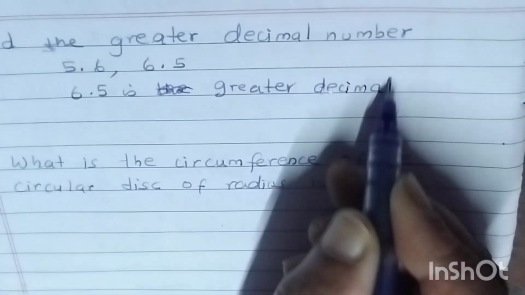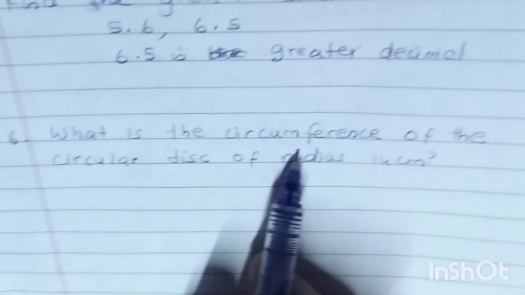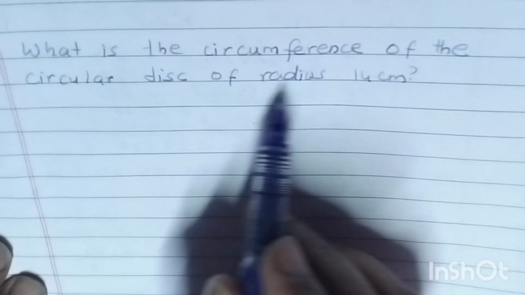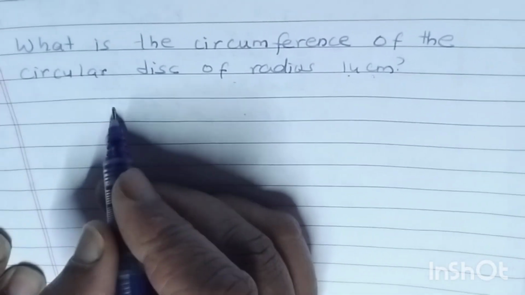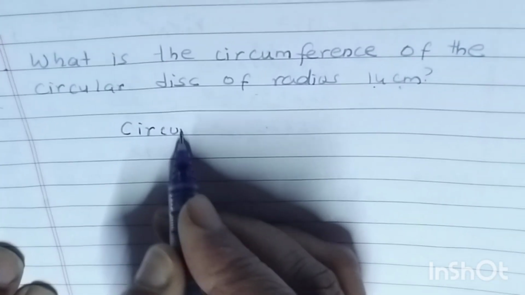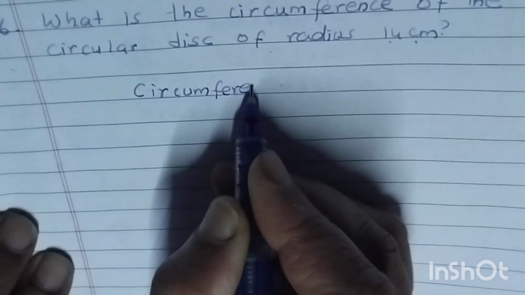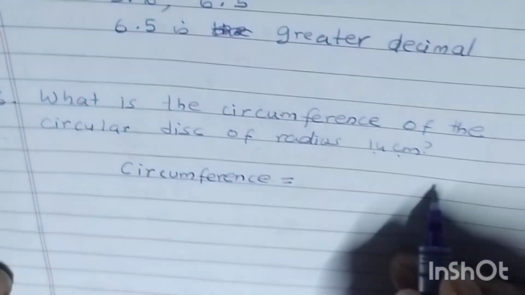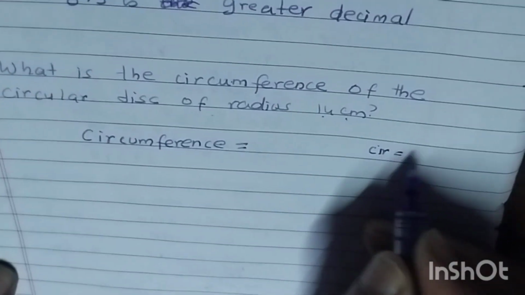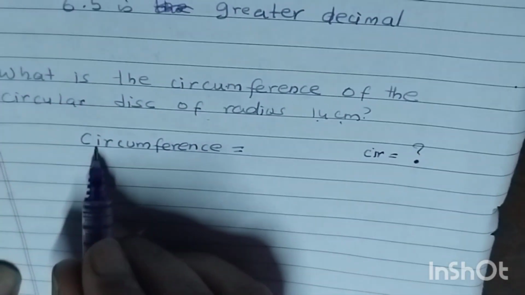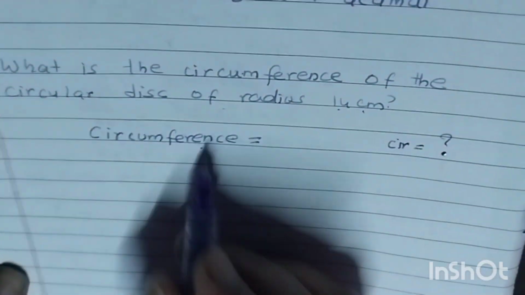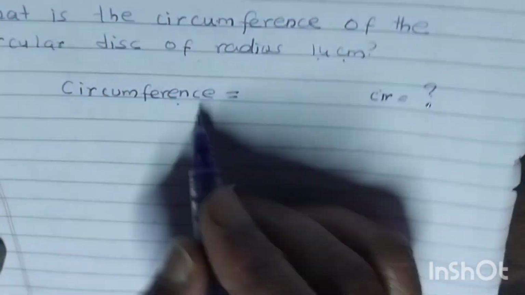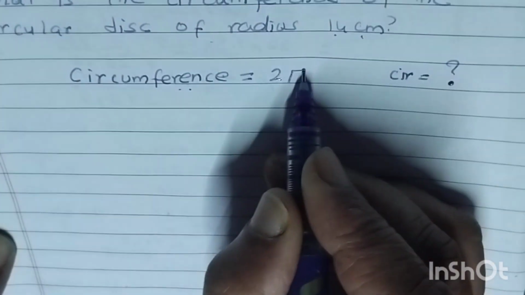Okay, children. Then the next sum is, here it says, what is the circumference of the circular disc of radius 14 centimeter? I told you whenever they give something, you write down whatever information you get from the question. Here they are saying circumference. So your work now is to find out what the circumference is. What is the formula of the circumference of the circle? It is because it's a circular disc. The circumference of a circle is 2 pi r.